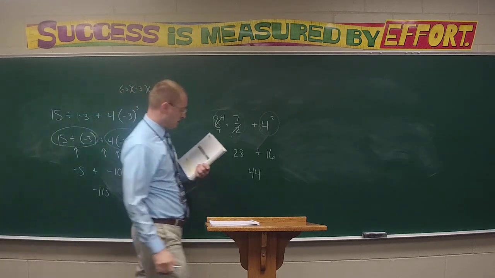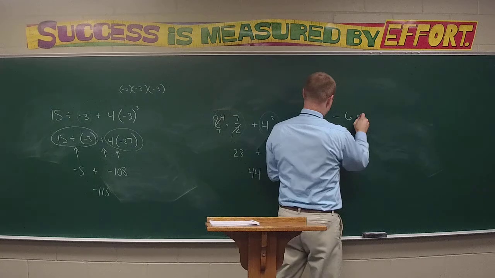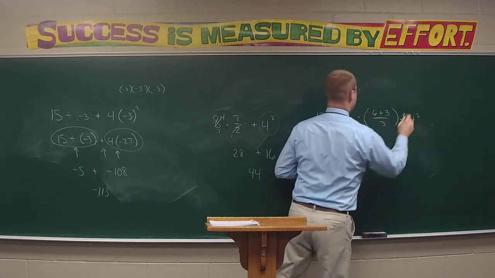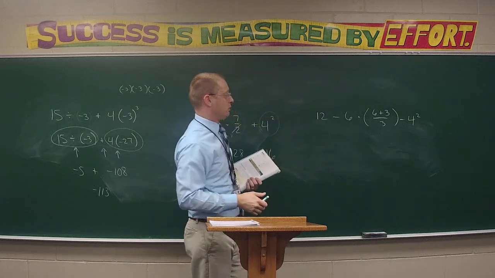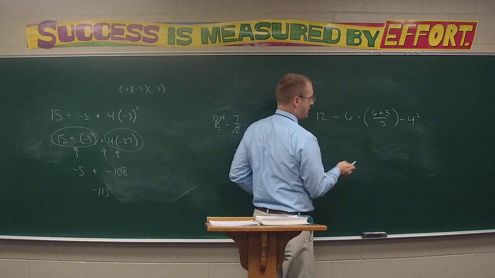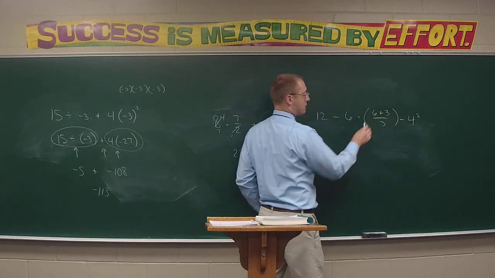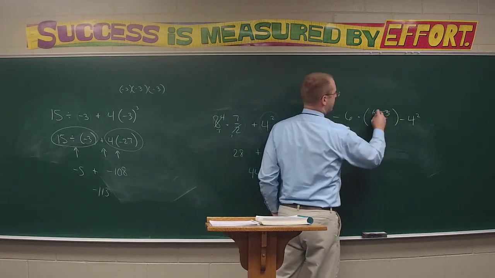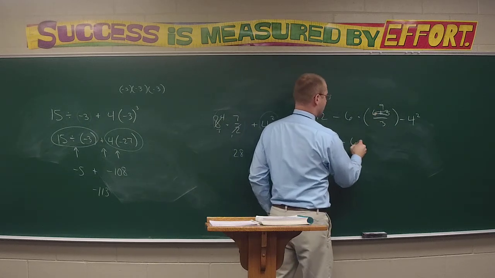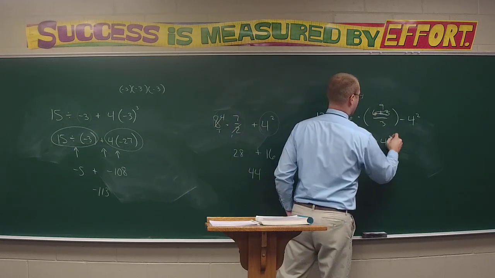All right, and then number 6, we have 12 minus 6 times quantity 6 plus 3 over 3 minus 4 squared. Do I really need those parentheses? Absolutely not. The fraction bar already groups it all together, but we'll roll with it anyway. In the parentheses, start with the numerator, 6 plus 3 is 9. And then the fraction bar tells me to divide 9 divided by 3. 3. So it becomes 12 minus 6 times 3 minus 4 squared.